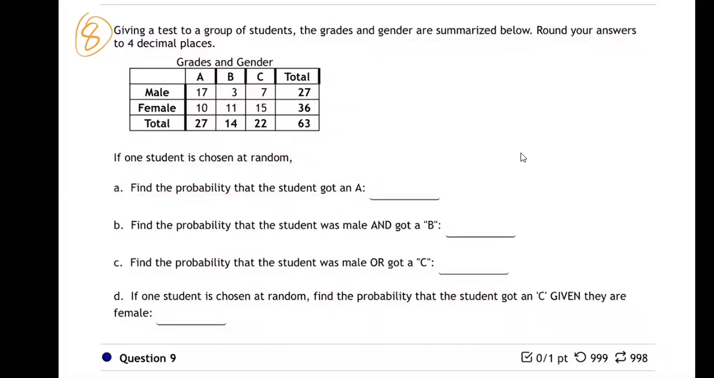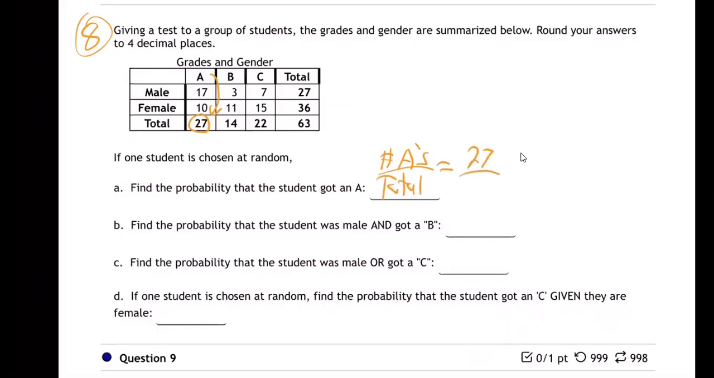All right, so this is actually a little bit easier. If you just grab somebody at random, what's the chance they got an A? How many people got A's in that class? 27, right? At least on my screen, you might have different numbers on your screen, but on my screen, 27 got A's over the total.